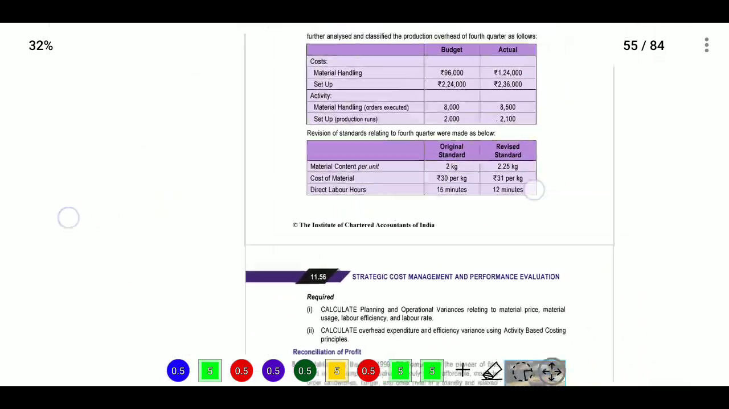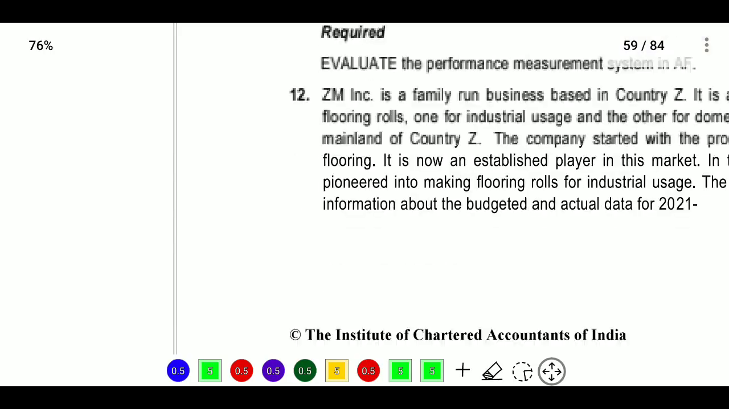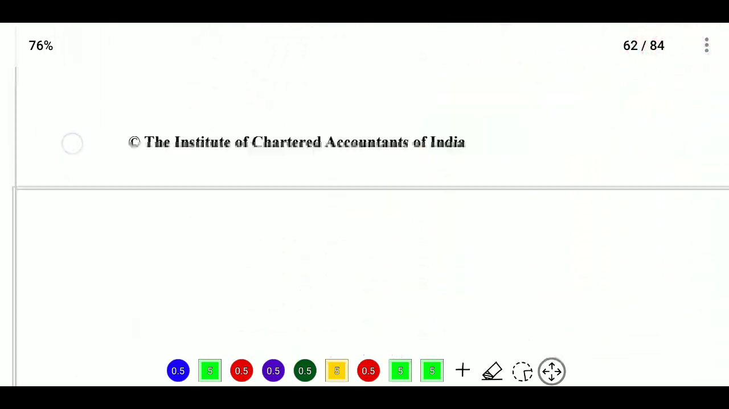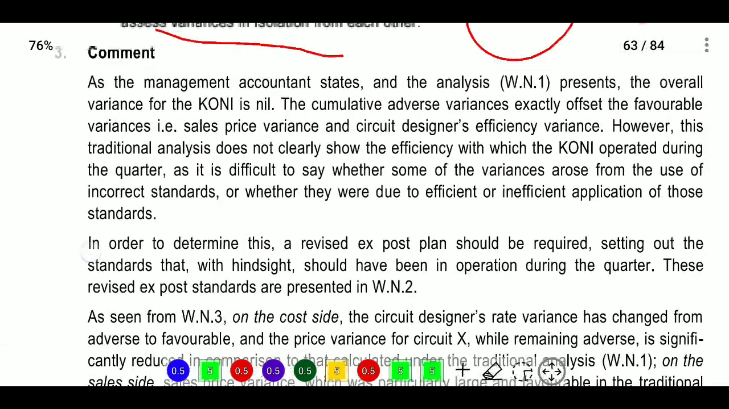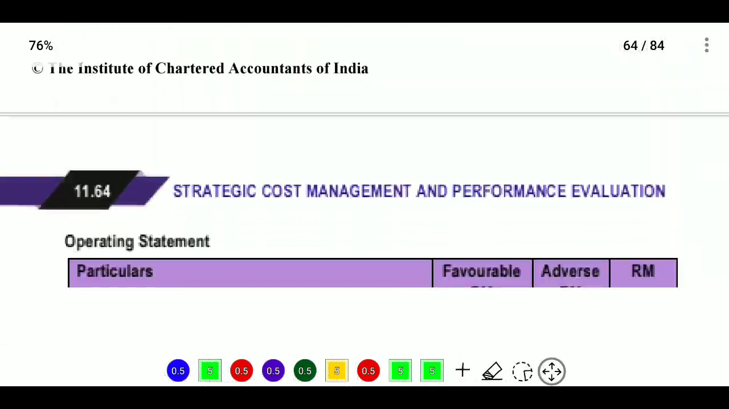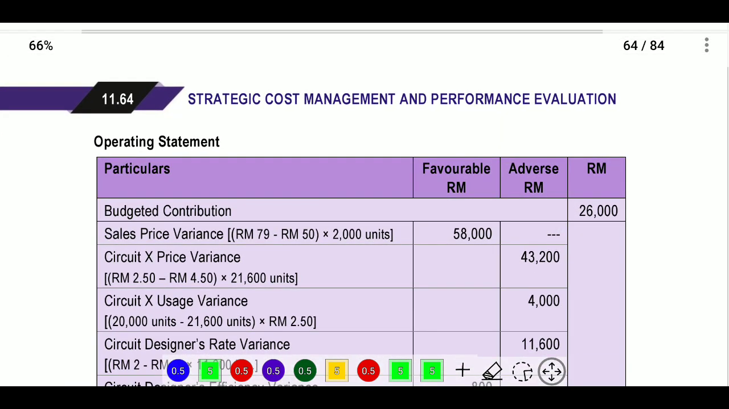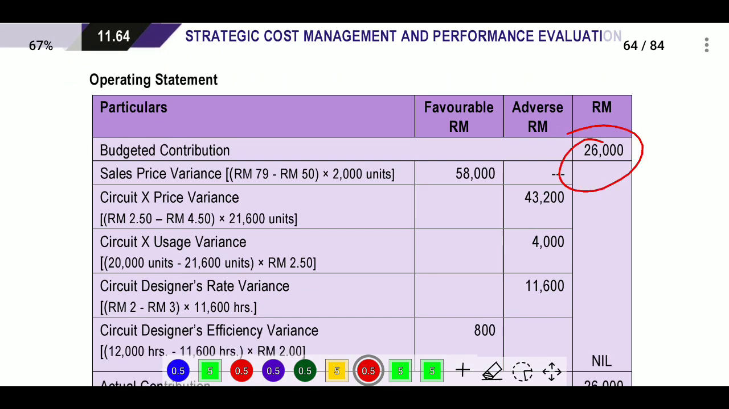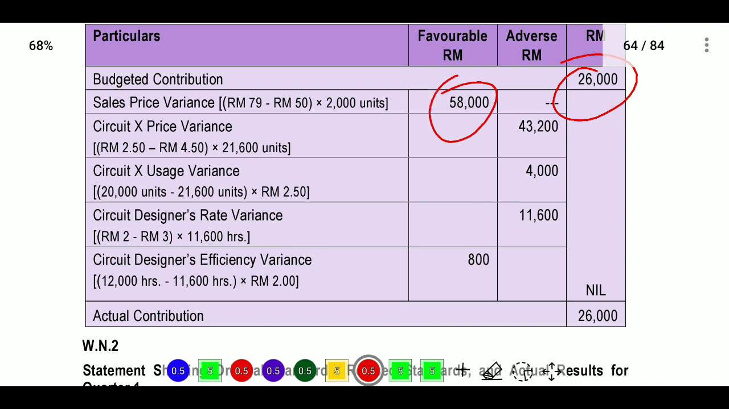Answer to question number 3. This is question number 3, and we will calculate here. First, which one will we take? Red. So the budgeted contribution we calculated is 26,000. From that we have variances. So 58,000, that is 79 minus 50, and all these variances we have already calculated.